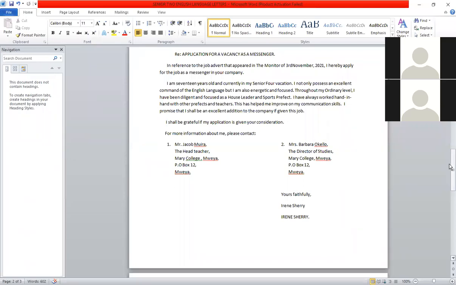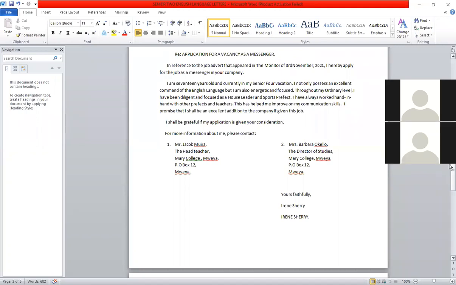And that is the order. If you want to include the telephone number, you can include it there. If you want to include the email address, you can still have it there after the box number. Yes, it's a must to have those people there. It's a must, because of this lesson.